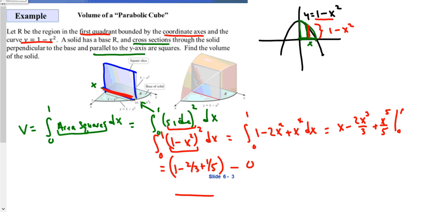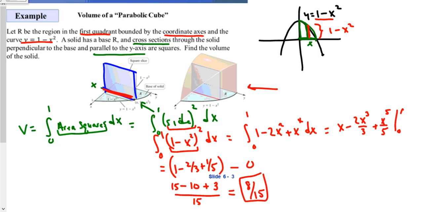So now get a common denominator. We better get a positive value since we're talking about a volume. Common denominator is 15, so this is going to be 15 over 15 for 1. 2/3 would be 10 over 15. And 1/5 would be 3 over 15. So it's going to be 8 over 15. Okay, so that's the volume of this solid.